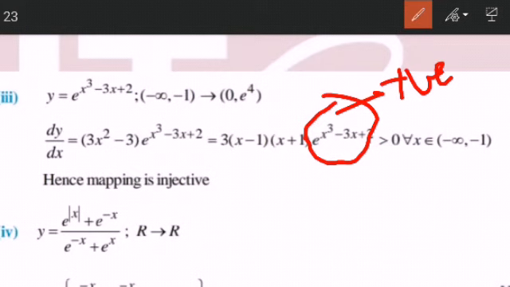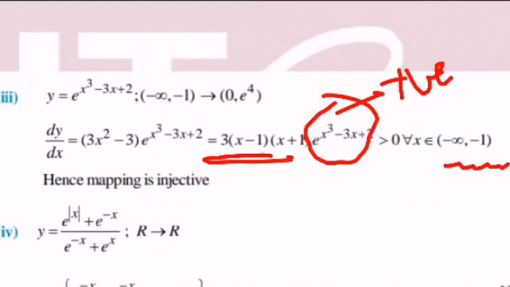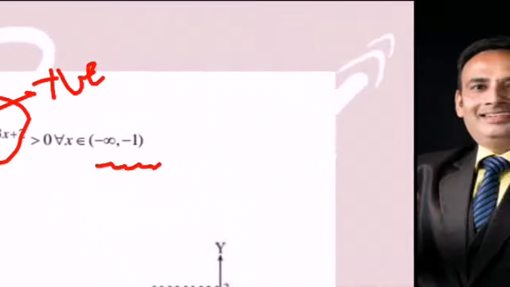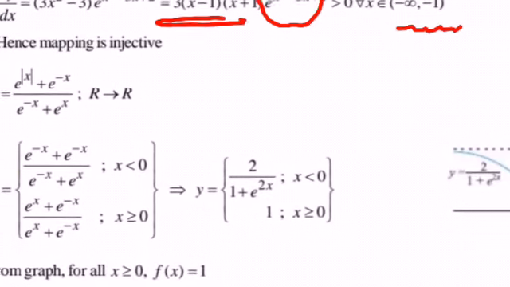And what about this one, 3 into x minus 1 into x plus 1. The given domain is minus infinity to minus 1. You have to check x minus 1 into x plus 1. What is its sign? Of course, this is positive here. So hence this function is also injective.